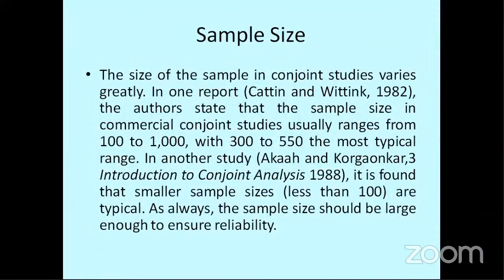So what should be the sample size in this case? The sample size in conjoint studies varies greatly. Somebody says that in commercial conjoint studies, it ranges from 100 to 1000, with 300 to 550 being common. So you cannot have a sample size less than 100. You should not go below 100 in any survey, because it is not advisable to carry out the study if the sample size is less than 100, since there are more chances of bias.